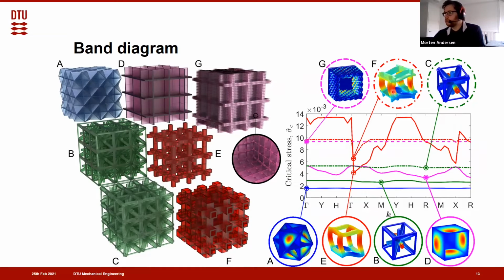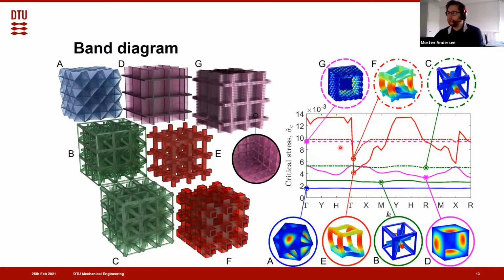And then we also see that these hollow versions here actually outperform their solid counterparts also. So here the highest performance, the highest strength, is actually coming out of the hollow truss lattices.